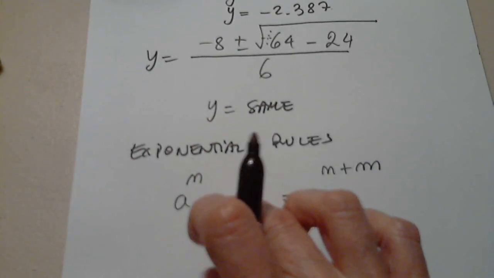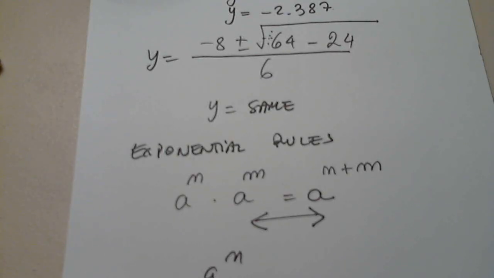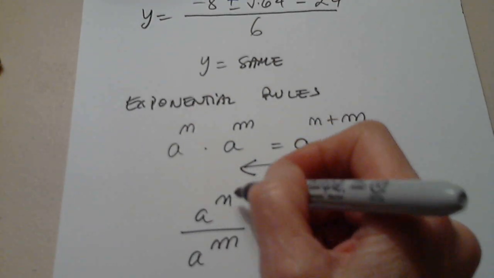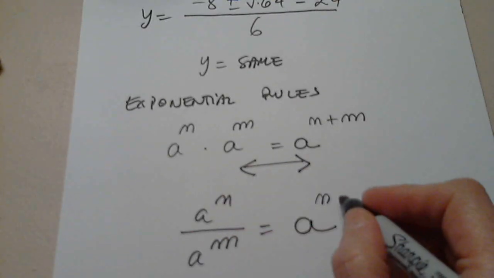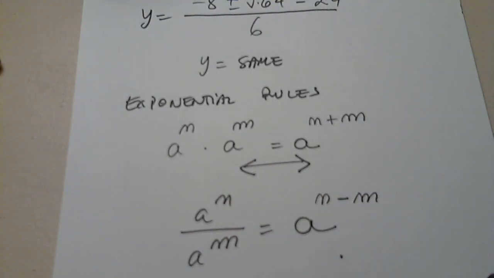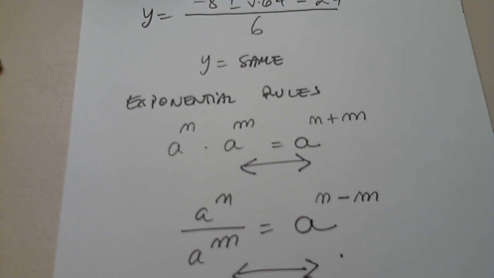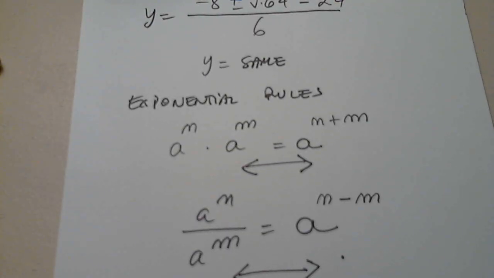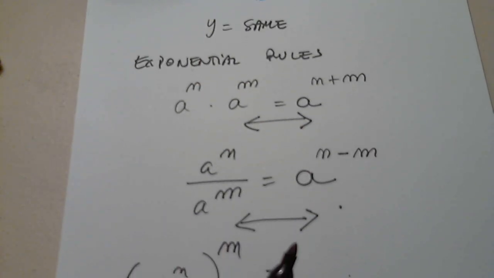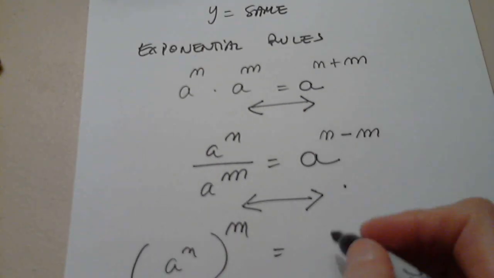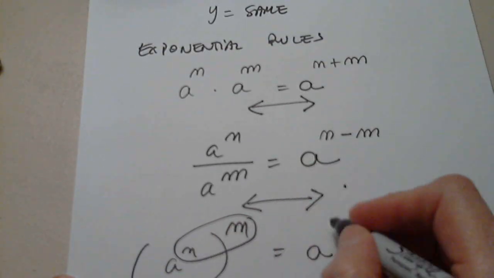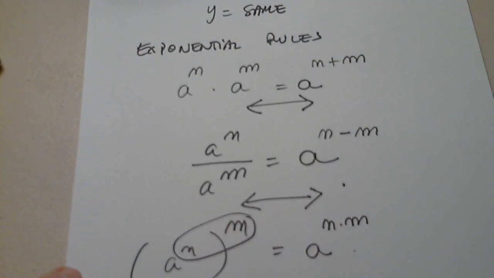Now, when we divide a to the n over a to the m, we copy the base and we subtract the exponents, and that's always in this order. From the exponent of the numerator, we subtract the exponent of the denominator. Again, it goes back and forth. If I have this, I can write this. If I have this, I can write this. And then the power. A raised to the nth power, everything to the mth power. I copy the base, and this time I multiply the exponents. And of course, it goes back and forth.